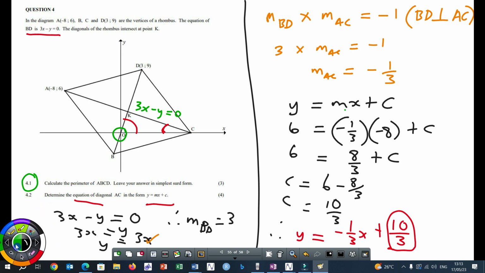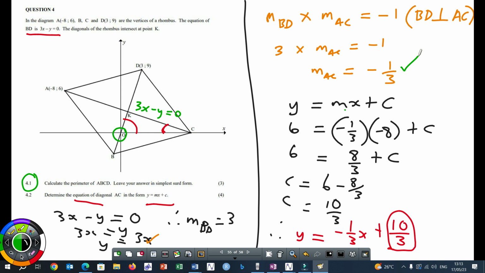So the mark allocation, it's 4.2. Okay, I'll give the mark first for finding the gradient of AC. That's where I'll give the mark. Then I will also give a mark.